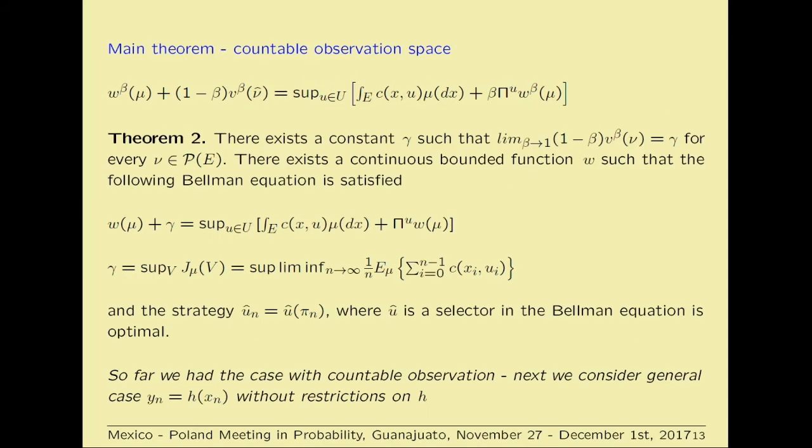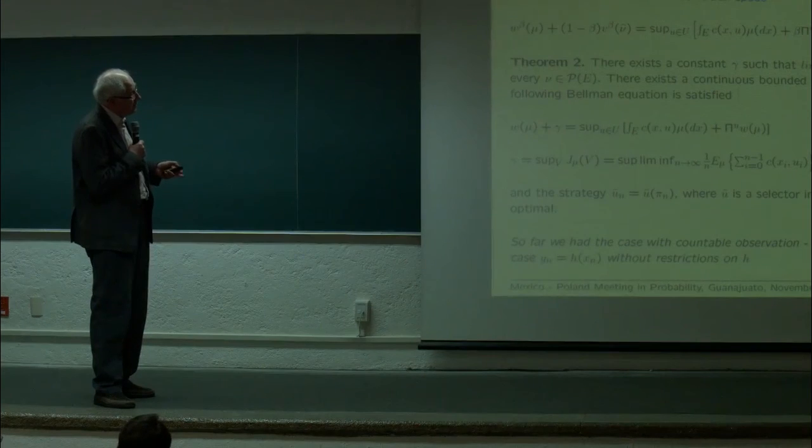And then the main term in the countable observation is such that we have here, and I can let beta go to infinity, and the main result is such that there exists a gamma such that 1 over beta times the optimal cost for the discounted problem converges to gamma for every mu, and there exists a continuous bounded function which satisfies the following Bellman equation. This gamma is just the optimal value of my cost function, and the strategy, the selector of the infimum, is an optimal strategy.